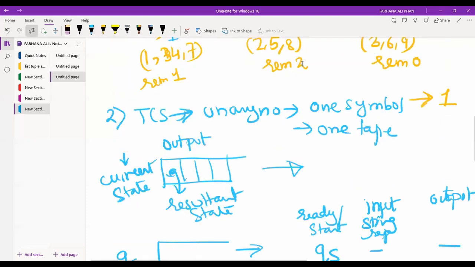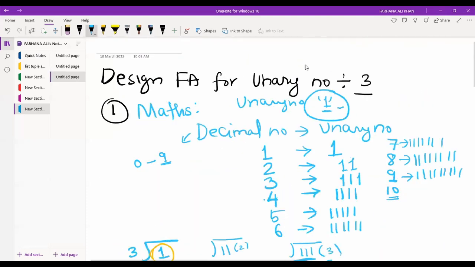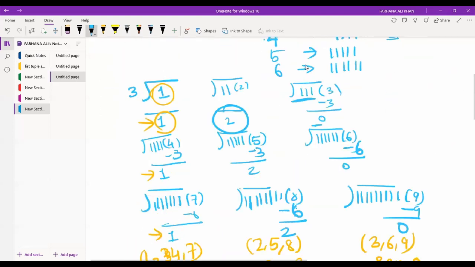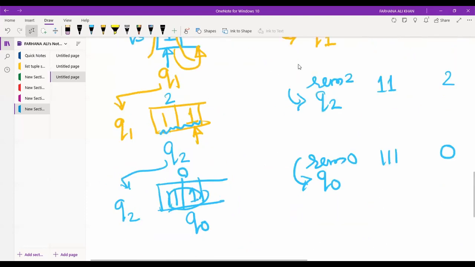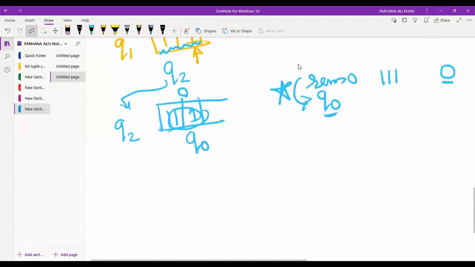Now this is your resultant state, which is according to your question. What was the question? We have to check whether the unary number is divisible by 3, and the number will be divisible by 3 whenever we are having remainder 0. So Q0 is the state which is producing remainder 0. So we'll mark this as the final state.